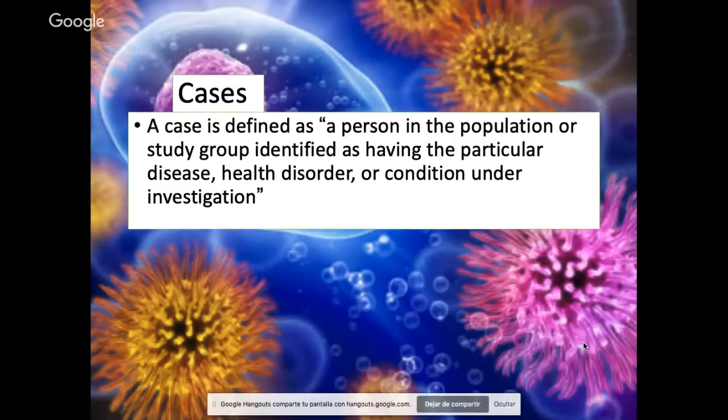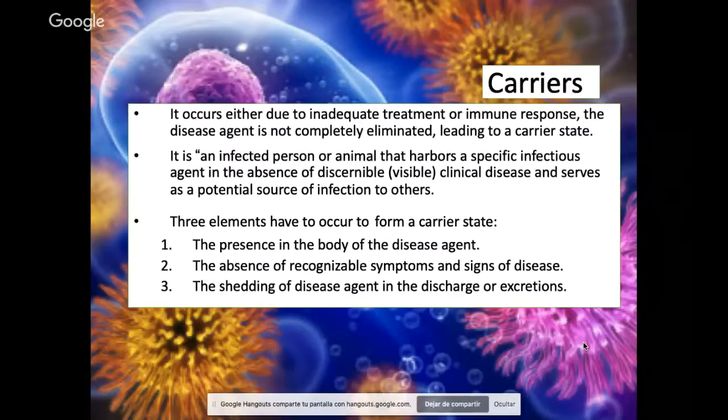A case is defined as a person in the population or study group identified as having the particular disease, health disorder, or condition under investigation. The carriers occur either due to inadequate treatment or immune response. The disease agent is not completely eliminated, leading to the carrier state. It is an infected person or animal that harbors a specific infectious agent in the absence of discernible clinical disease and serves as a potential source of infection to others.